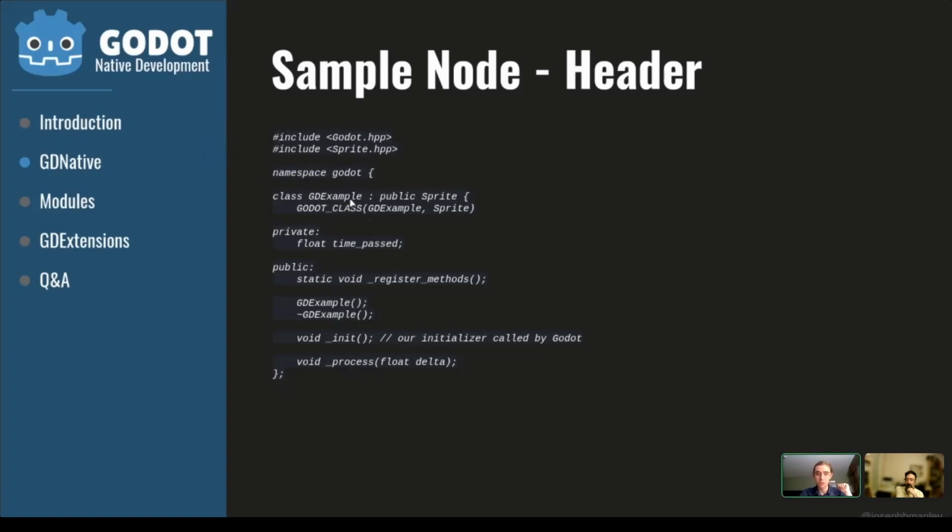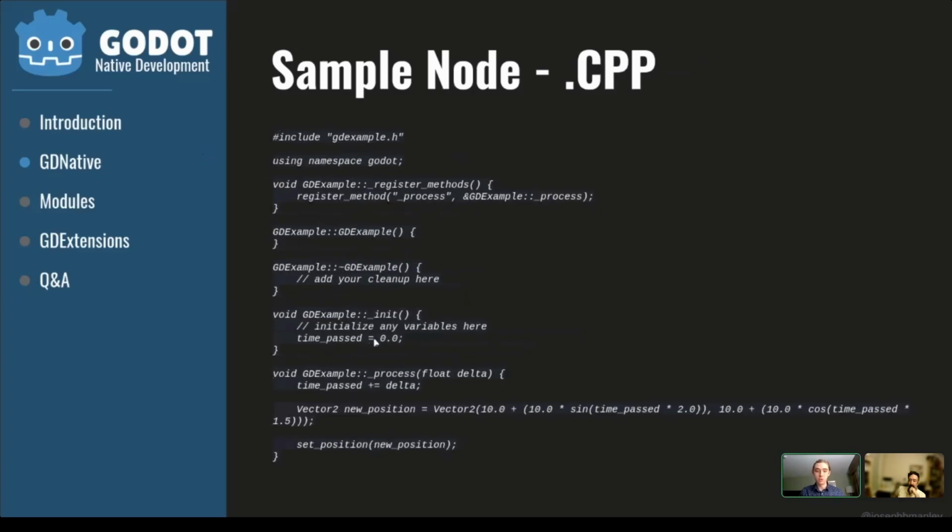But this is creating a class called GDExample, which is extending Sprite. And then there's a macro here that adds in a bunch of additional code that's used to bind the class to Godot, among other things. It's a little bit magic to me. Haven't dug into it a whole ton, but it's pretty essential. And then a lot of this is like normal C++. You have your constructor, your destructor, your private variables. This is just a variable for time passed, and then you can have your initializer, which is called by Godot, and then the process function, which is going to be added to this register methods function to be dynamically registered. Init is automatically called by Godot, while process has to be registered, which we can see here.